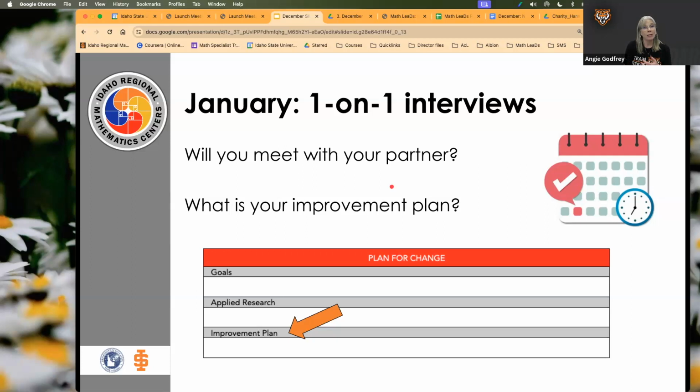And what is your improvement plan? So we're going to talk you through it. You're going to talk us through it. We're going to ask questions. We're going to give you food for thought. And then you can write it up and start moving forward. If you're planning to move forward before we meet, that's fine too.